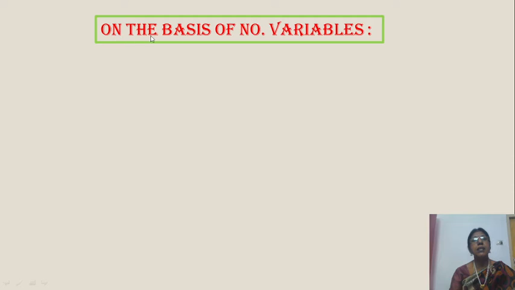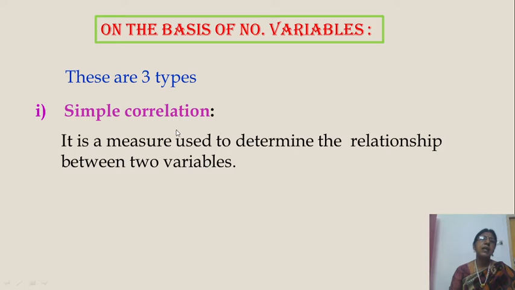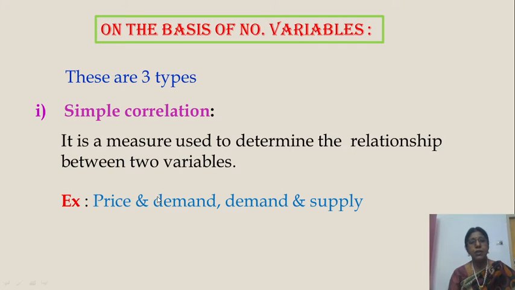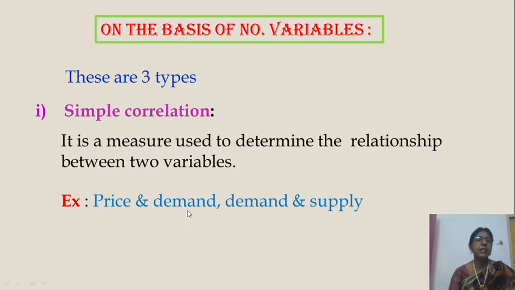The second one is on the basis of number of variables. Mainly there are three types. Simple correlation is a measure used to determine the relationship between two variables only. Minimum we need two variables for a correlation coefficient. So correlation means relation between variables. If there are only two variables, then the correlation is simple correlation, for example price and demand, or demand and supply. Any two, that's it.